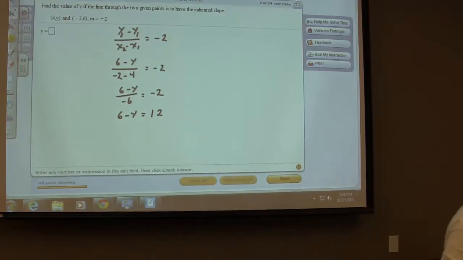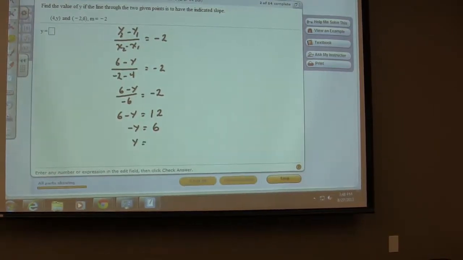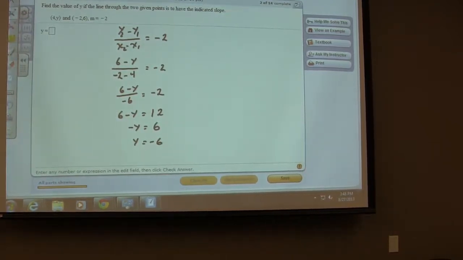Now I'll get -y is equal to, well, 12 minus 6 is 6. That's -y. What's positive y? Positive y is -6. Okay? So that's the value of y, -6.